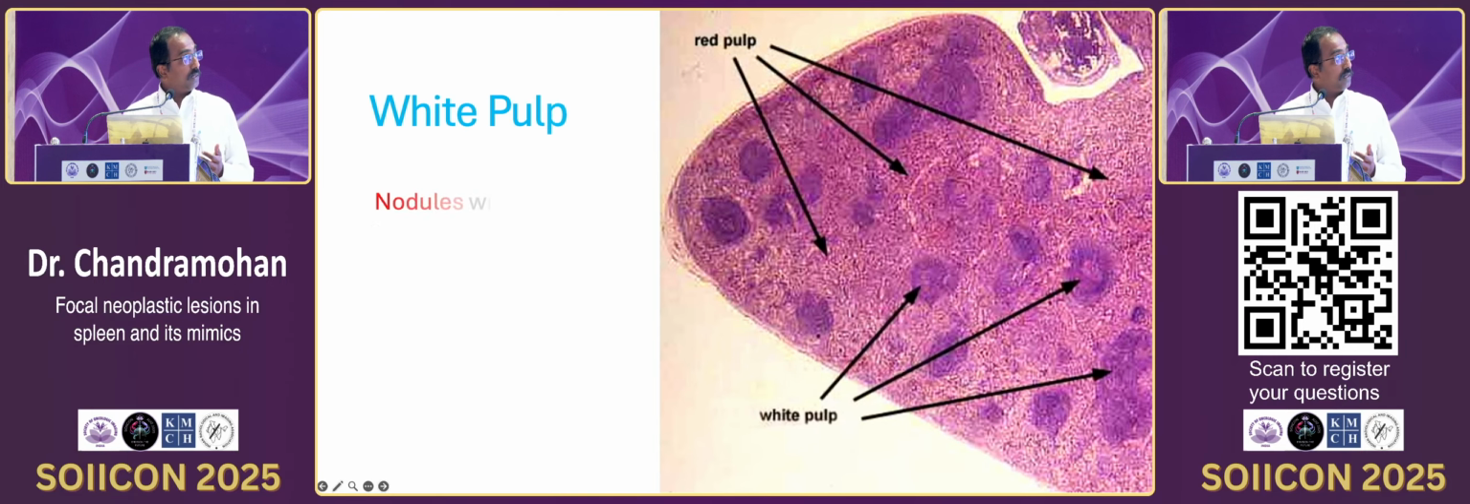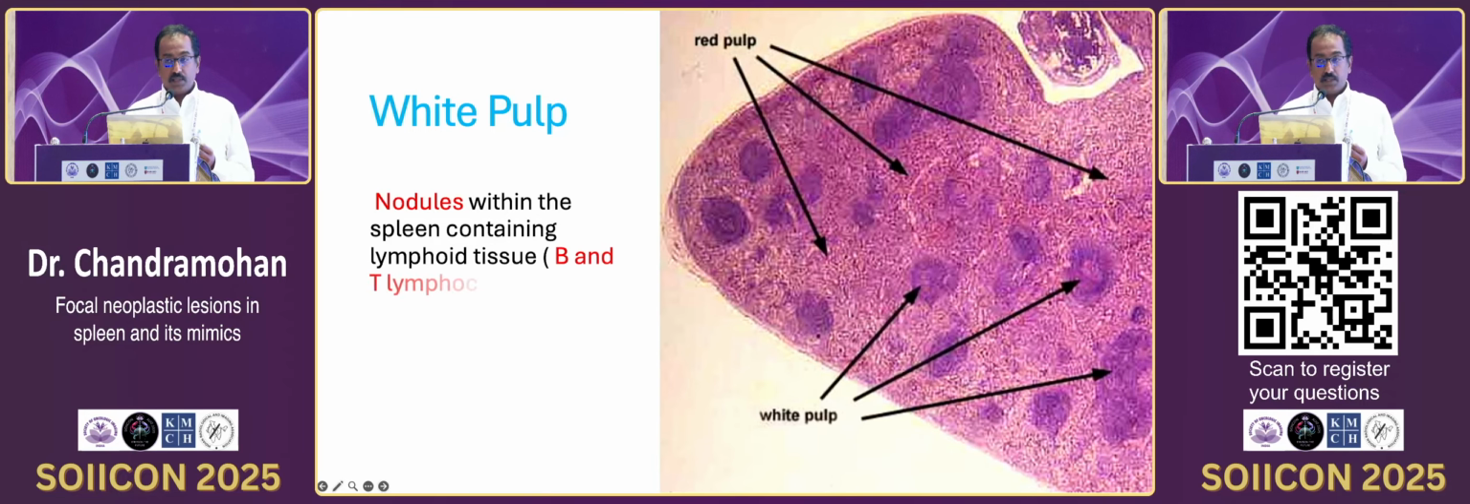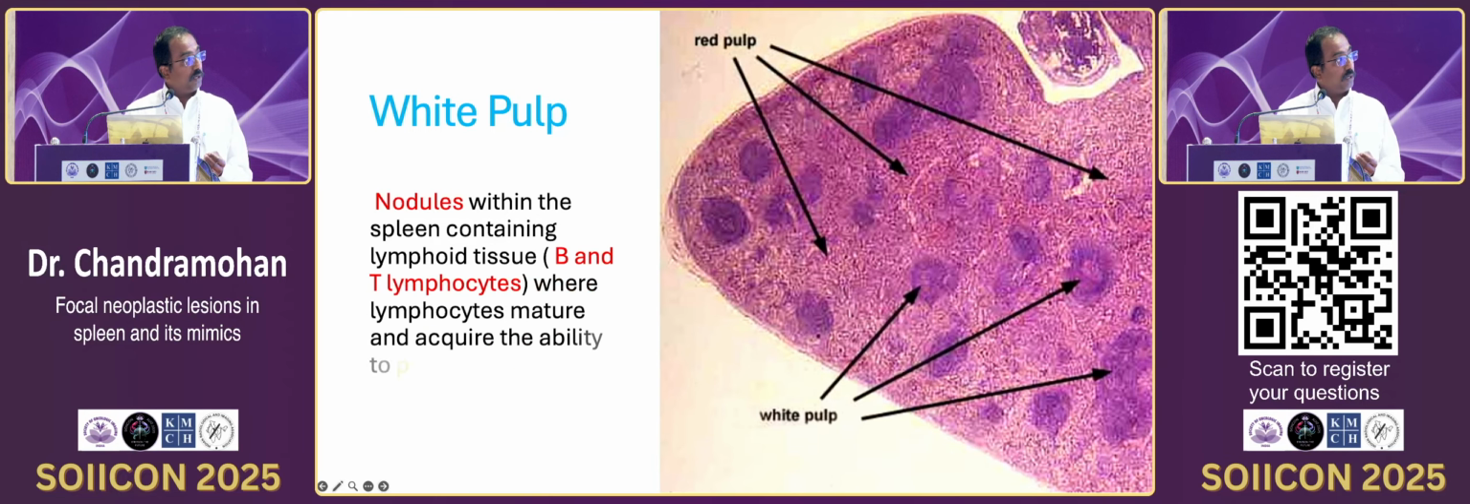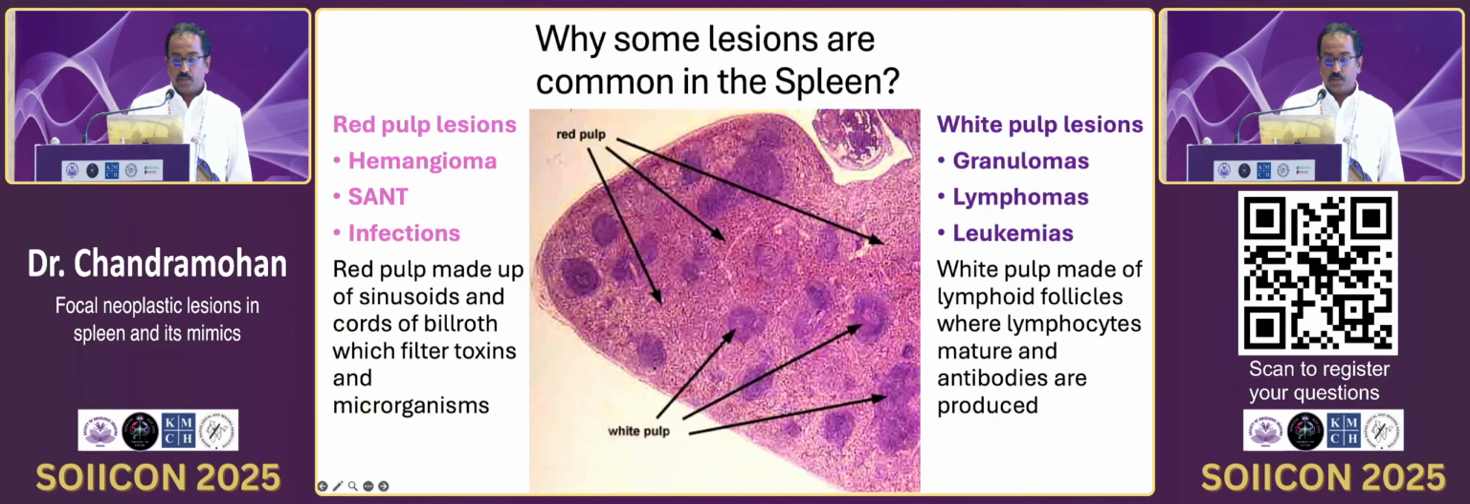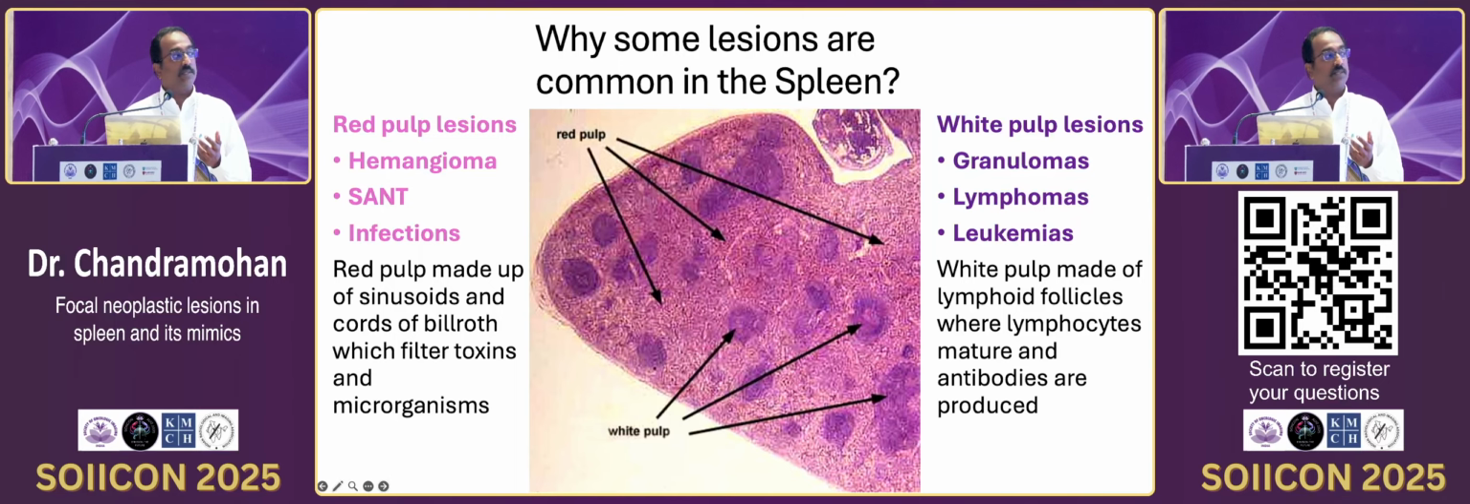And the other part is the white pulp. In the white pulp, there are lymphoid follicles which contain both B lymphocytes as well as T lymphocytes, and this is the place where the lymphocytes mature and they produce antibodies. Now, from this histological appearance, we can understand why some lesions are very common in spleen. For example, hemangioma is the most common splenic lesion because it contains a lot of sinusoids. And lymphomas are the most common malignant tumor in spleen because it contains a lot of lymphoid follicles.